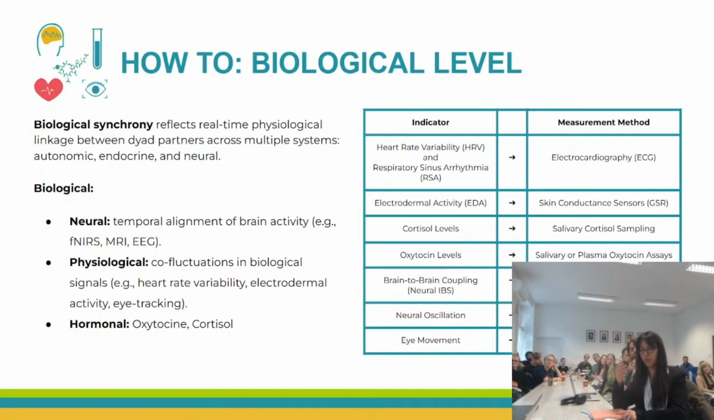Neurosynchrony, or brain-to-brain coupling, is typically captured with fMRI or EEG, while eye tracking systems allow us to study the synchrony of visual attention and focus. So together, these measures offer complementary insights into how physiological systems align dynamically during interaction.